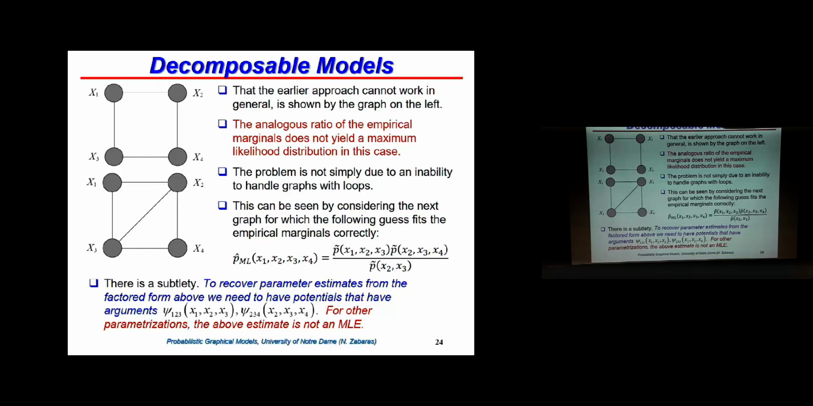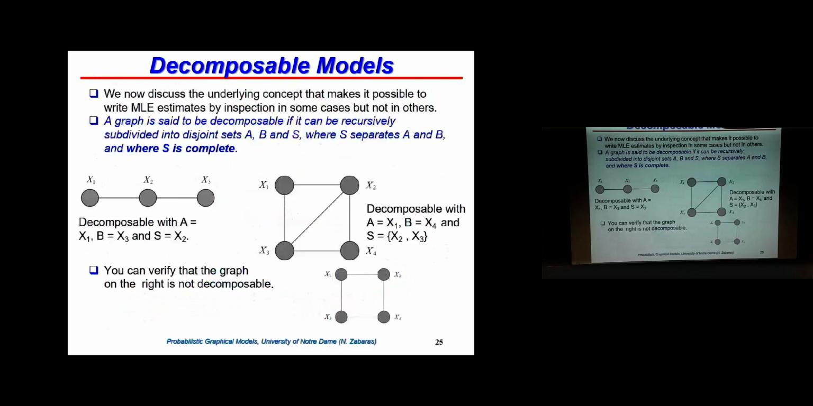And the reason is not because this has a loop, all right? This has nothing to do with the loop. It has to do with the fact that what you see here is not a decomposable graph. So what's the definition of a decomposable graph? A graph is decomposable if you can divide it into three disjoint sets, A, B, and S, where S separates A and B, and S is complete. So all the nodes in S are connected, okay?